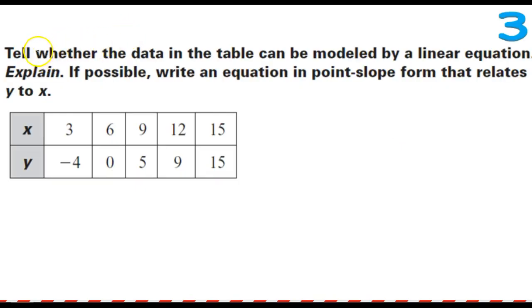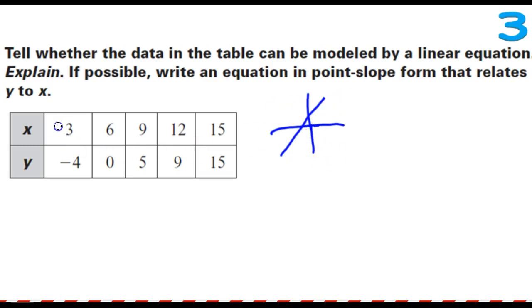Now, if we take a look at this one, it says, tell whether the data in the table can be modeled by a linear equation. Explain that. If possible, write an equation in point-slope form that relates x to y, or y to x. So how we're going to do that is we need to take a look at our table, and if it is a linear equation, our line would go straight up or straight down. It's not going to look like this. We know a linear equation has just one slope, and it's constantly going up or down.